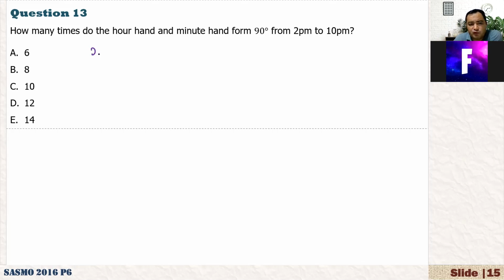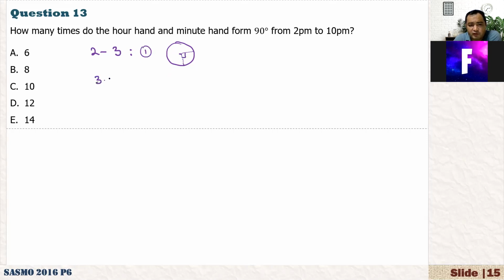For example, between 2 to 3 p.m., how many times? It's only one time, right? Because if you draw a clock, 2 to 3 means it is 2-something, and here we have something like this. So the angle is 90 degrees only one time.